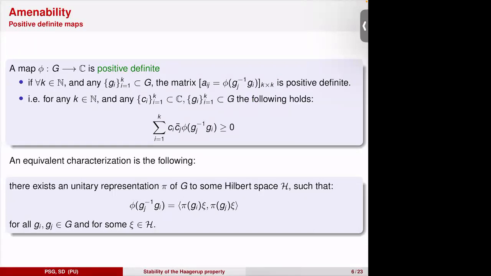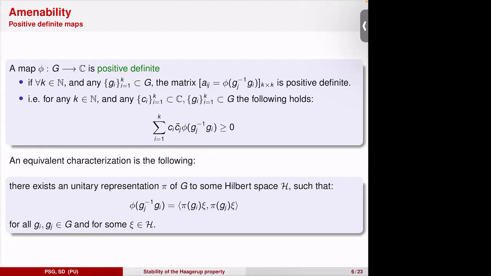So what is a positive definite map? If we are given a map from a group to C, we say that it is positive definite. Just look at the second characterization, which will be our definition of a positive definite map. That is, the map can be written as this type of inner product, where pi is a unitary representation of the group G into some Hilbert space. If you can write phi as this inner product, we say that phi is positive definite.